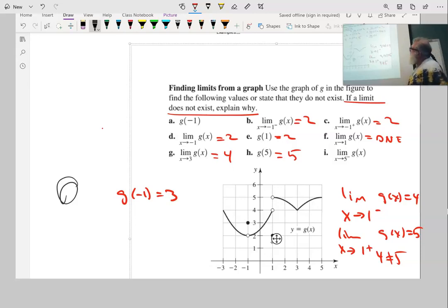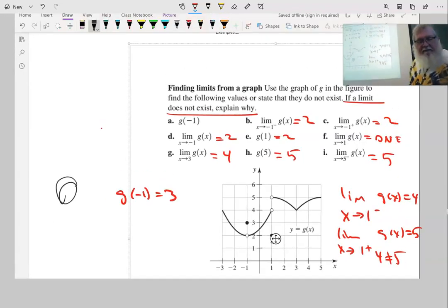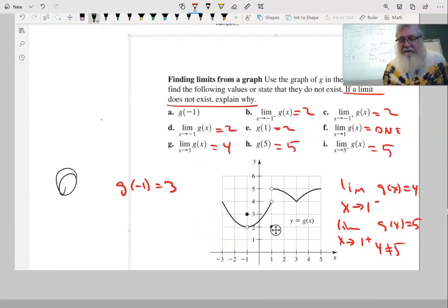Then what's this last one here? The limit as x approaches 5 from the negative side. So we've got to come into 5 from the negative side. So that's a one-sided limit. So we're on the graph, and we're going into 5. What do those y coordinates look like they're going to? 5. Okay, so in the 2.2 homework, you have a bunch of reading the graph problems to begin with. So, all right, now let's go to the next problem on this.